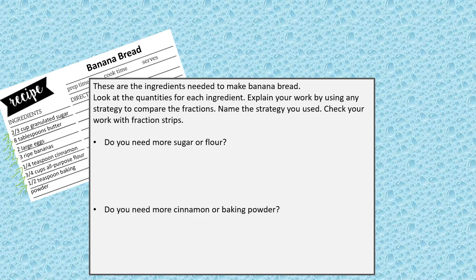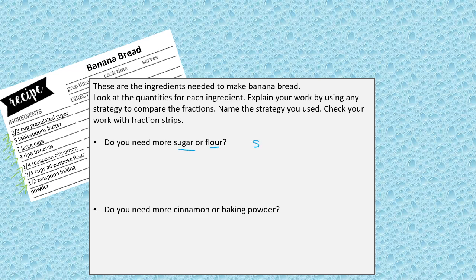Look at the quantities for each ingredient. Explain your work by using any strategy to compare the fractions. Name the strategy you used. Check your work with fraction strips. So the first question is, do you need more sugar or flour?